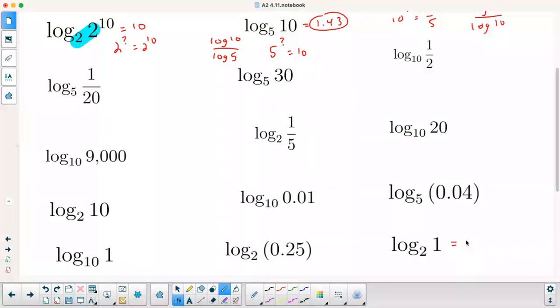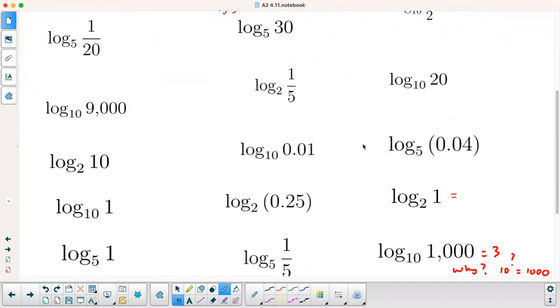2 to what power equals 1? That's going to be 0. Right? Any non-zero base to the 0 power is always going to equal 1. So that's another thing that you should see here. If this is 1 right here, it's going to be 0.